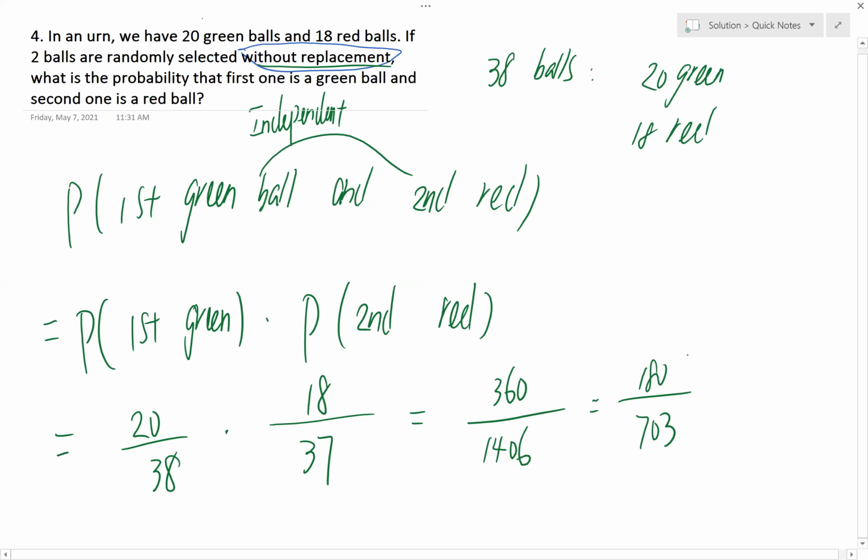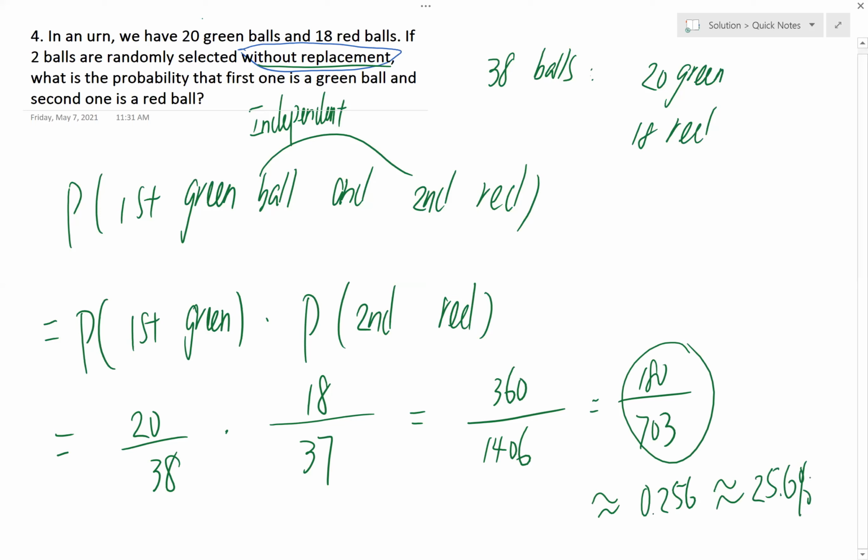180 over 703. So if you do have to put it into a decimal answer, let's say if Excel gives you decimal answers, then you're going to get 0.256 approximately, right? So this is an approximate answer, approximately 25.6%. So the key concept we apply here is without replacement.